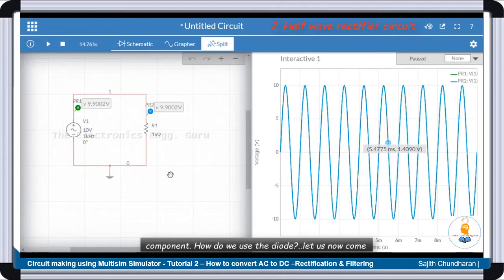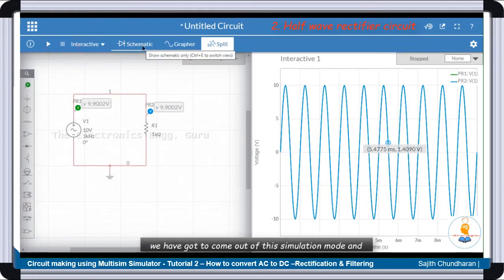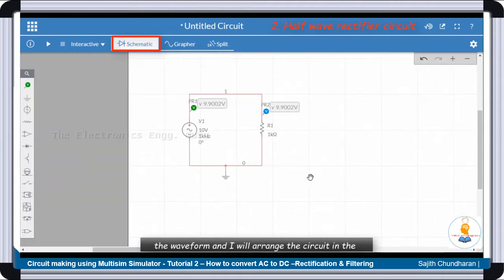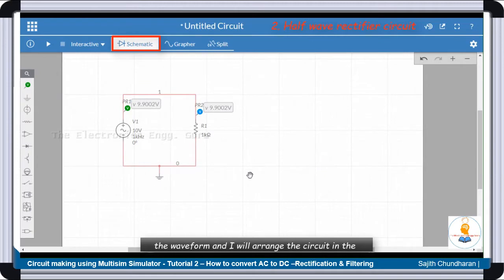How do we use the diode? Let us now come out of this simulation mode by pressing this stop button. We have come out of the simulation mode, and let me click on this schematic so that I can take out the waveform and I'll arrange the circuit in the right place.